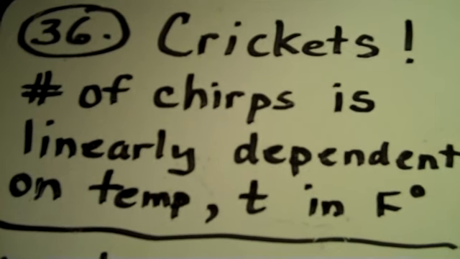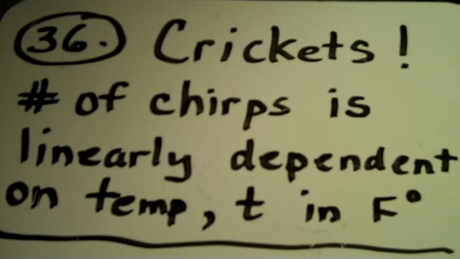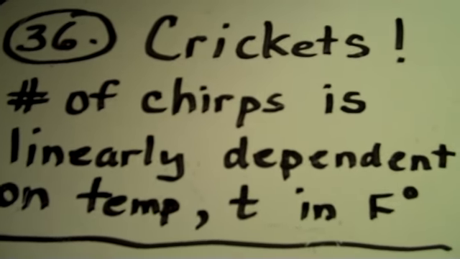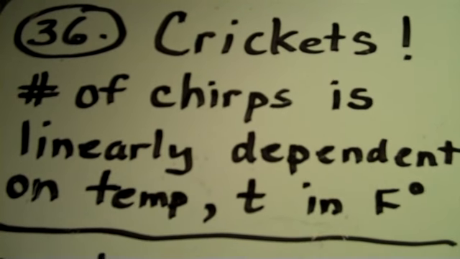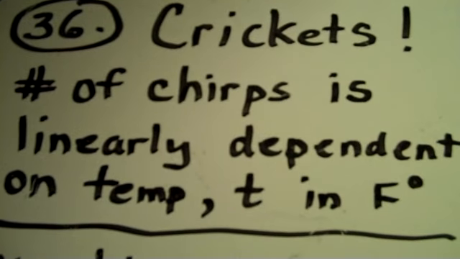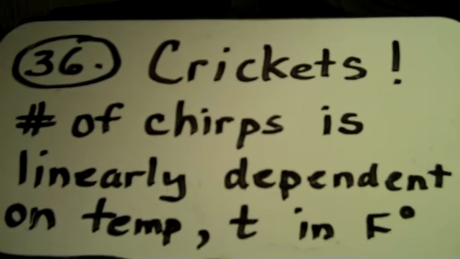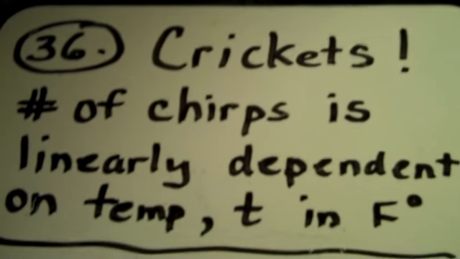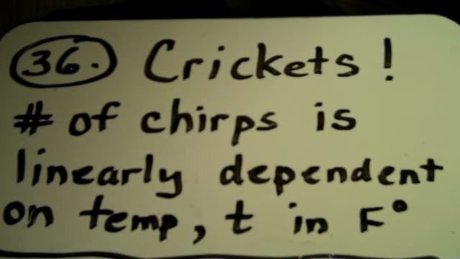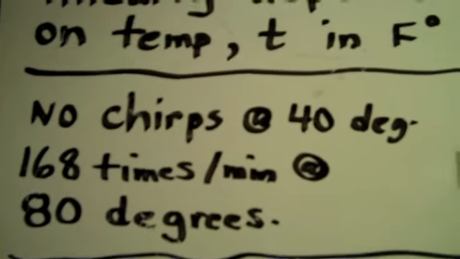So let's review it. The number of chirps a cricket makes per minute is linearly dependent on the temperature measured in Fahrenheit. So in other words, there's a dependency. If you want to know how many chirps a cricket makes, it's dependent on the temperature. And linearly so, which means we can use the formula y equals mx plus b to help us determine it. Now here's our data.